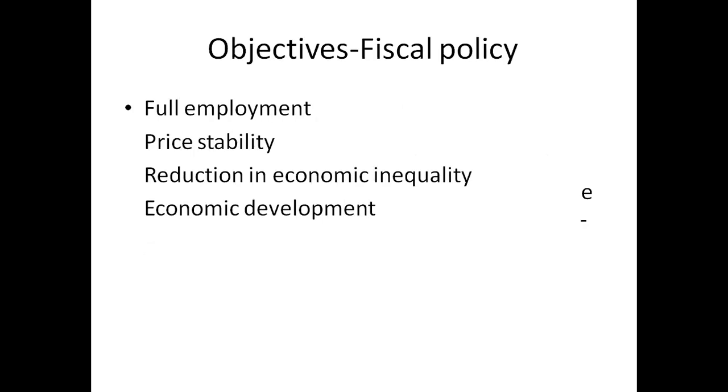Now we discuss this concept with the help of objectives. We have four objectives. Objective number one is full employment. Every nation's main objective is to maintain full employment in the country. To achieve this objective, they try to increase the aggregate demand. Government tries to increase public expenditure, and most of the time tries to reduce taxes so that the private sector spends more and more. In that case, production as well as employment increases.